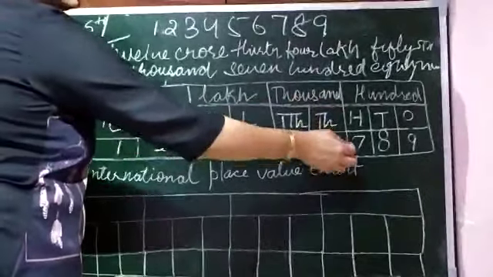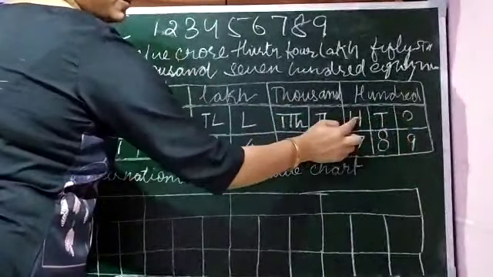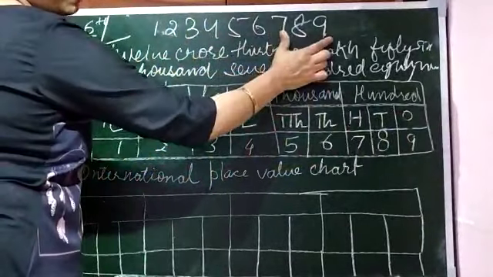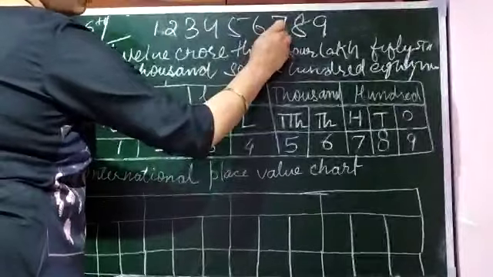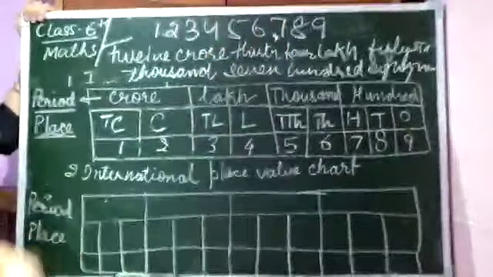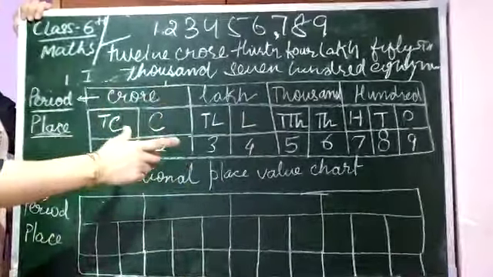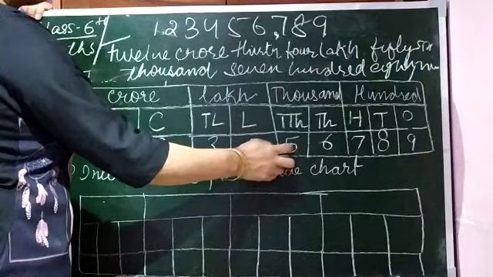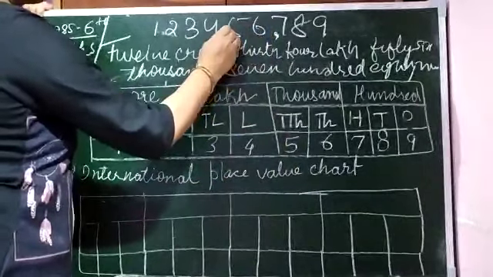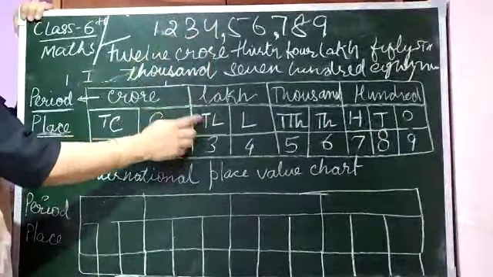Suppose, look at here. One period is having how many places? 3 places. The very first period is having 3 places. 1, 2, 3. So after 3 you have to put comma. Put comma here. Then after, see, in the second place, how many places are there? 2. 1 and 2. Put comma here.